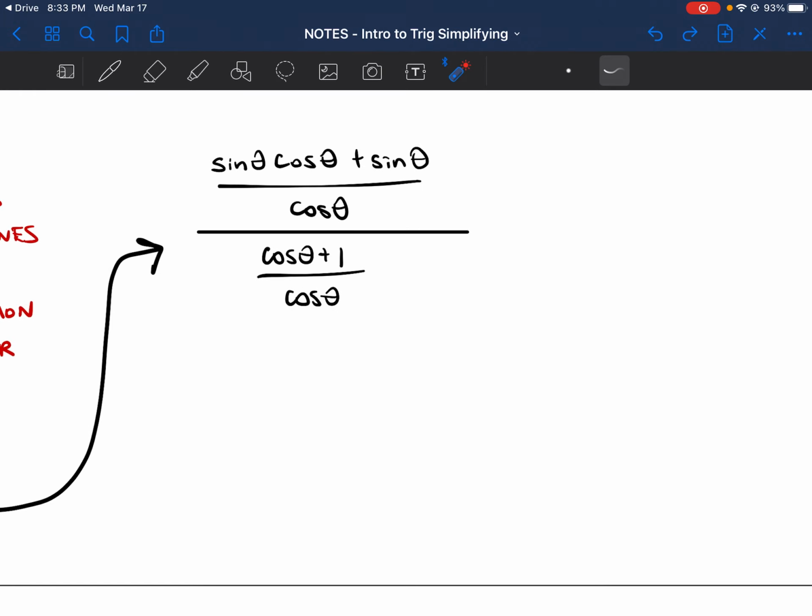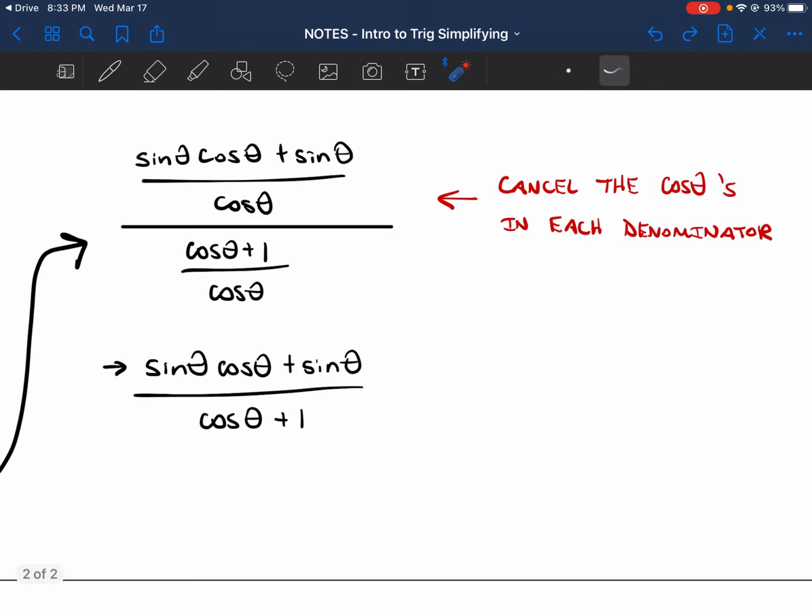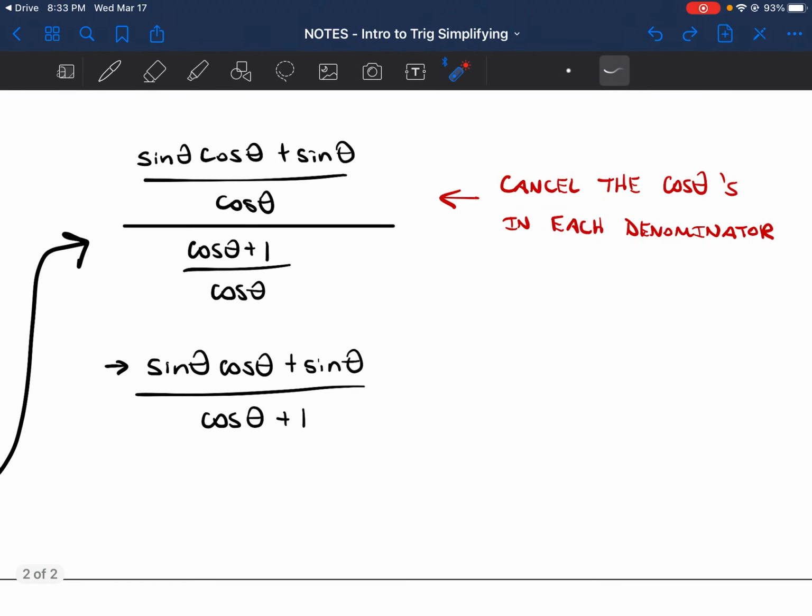So my next goal is, notice we have a fraction and a fraction. They both have denominators of cosine theta, so we know that they're going to cancel out in the next step. So I'm going to go ahead and cancel those out. Right? Cancel the cosine thetas in each denominator. That's going to leave us with sine theta cosine theta plus sine theta over cosine theta plus 1.